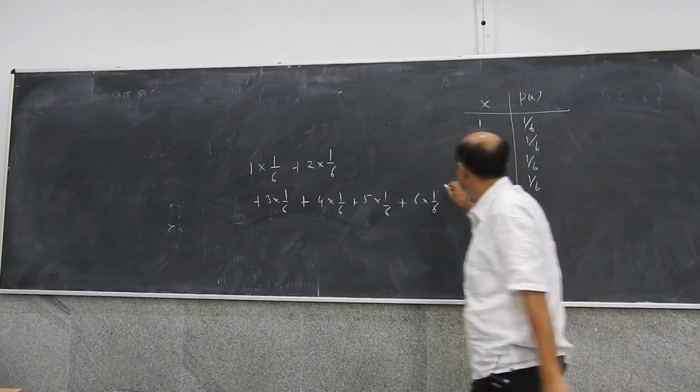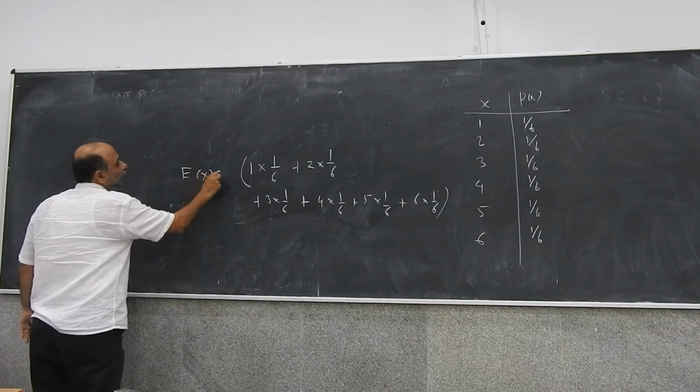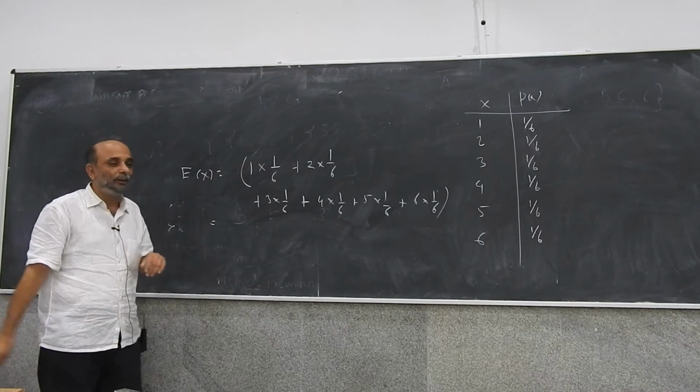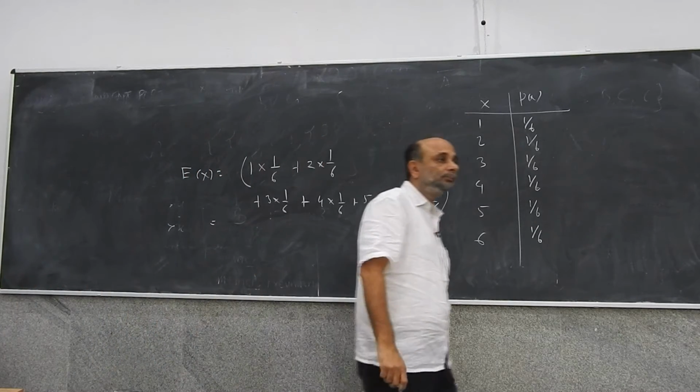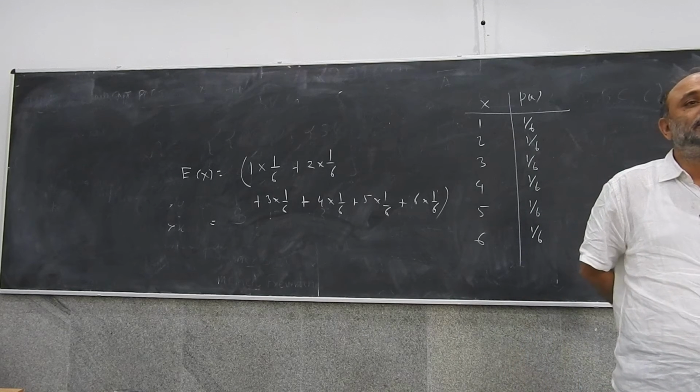Okay? This value will be called the expected value of x. And what would that value be here? Can somebody calculate this? 21 by 6. 21 by 6. So what is 21 by 6?